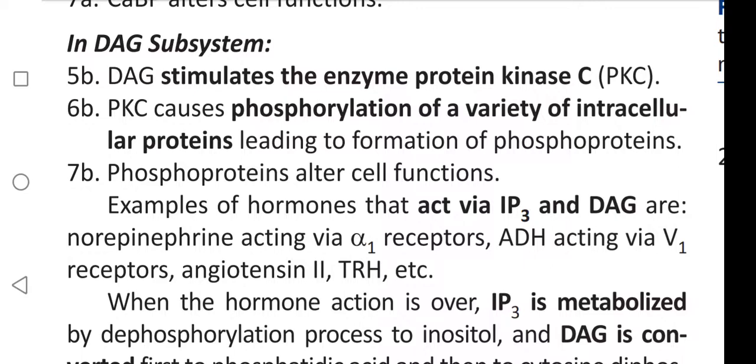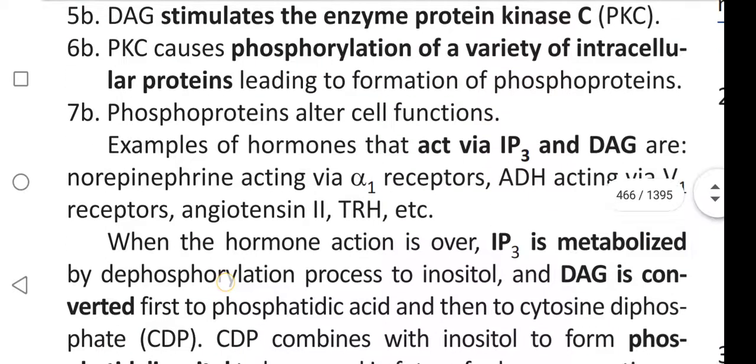Examples of hormones that act via inositol triphosphate and diacylglycerol are norepinephrine acting via alpha 1 receptors, antidiuretic hormone acting via V1 receptors, angiotensin II, thyrotropin releasing hormone.